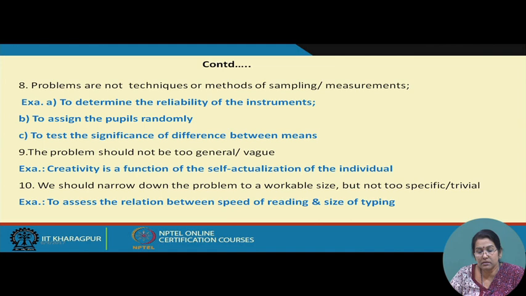According to our research problem, according to our population, we can select one or other type of sampling method, but comparing or taking the sampling technique, sampling method as a research problem, it is foolishness. Okay. So, problems are not the techniques or methods of sampling and measurement.